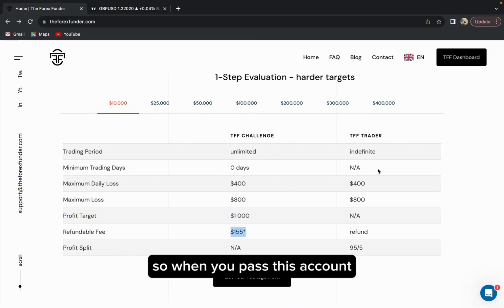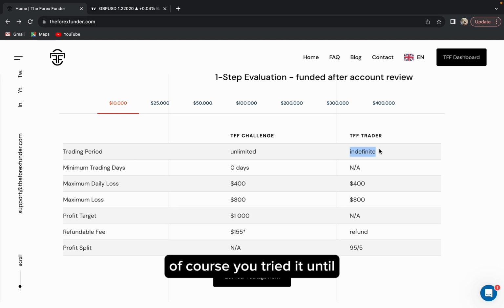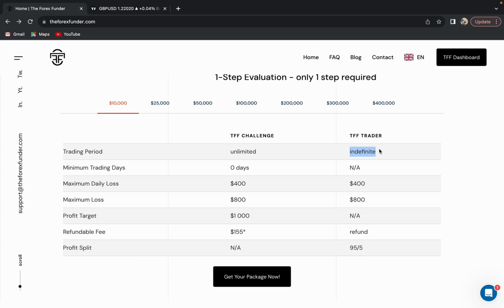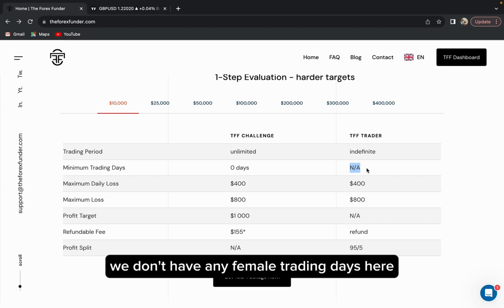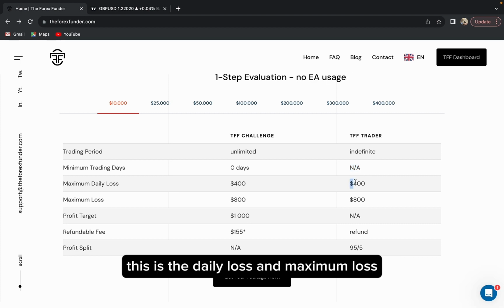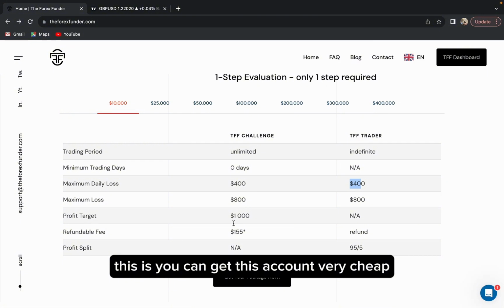So when you pass this account, the trading period is indefinite. Of course, you trade it until probably when you blow it or when you get out of the account. We don't have any minimum trading days here. This is the daily loss and maximum loss. They still apply also on the real account, so you can see, traders. So with your $155, you can get this account very cheap.